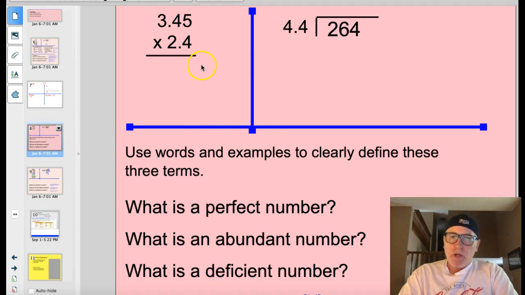I'd like you to do these two problems today, multiplication and division of decimals problems. So if you don't know how to multiply with the decimals, just ignore the decimals and multiply them, and I'll show you at the end. If you don't know how to divide decimals, make this 44 and leave this at 264 and just do standard division. Again, I'll teach you that at the end.